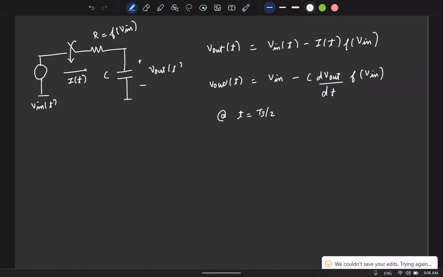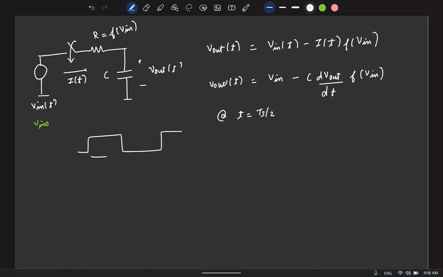Now let us say the input is constant, say something V naught. The switch is on for a total of Ts by 2, right? If you recollect, this was the clock period. The switch is on for half the clock cycle. So we are interested in Ts by 2. This is the output voltage as a function of time, but we are interested in the sample here, because that's what is getting sampled.